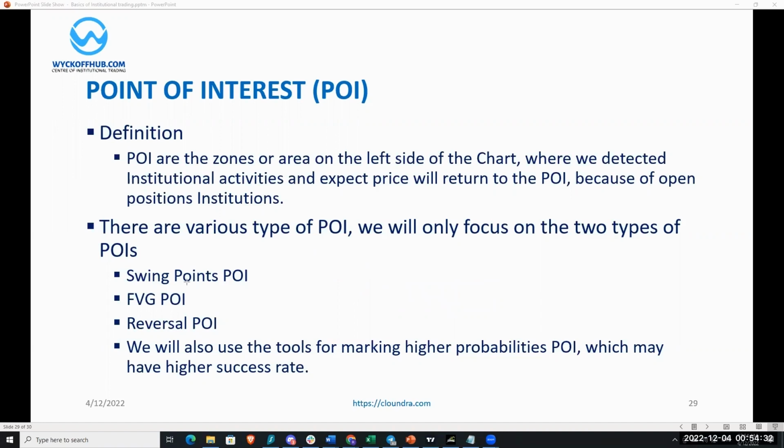Now there are various types of points of interest. We will only focus on three points of interest: the swing point of interest, fair value gap, and the reversal, right? The reversals are the very important ones because they will tell you how to detect those ones. So let's go back to the chart and start finding the points of interest.